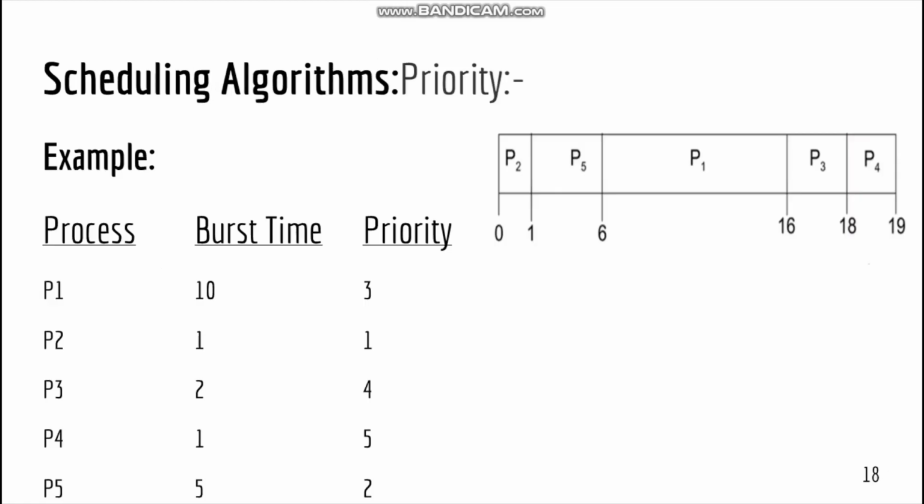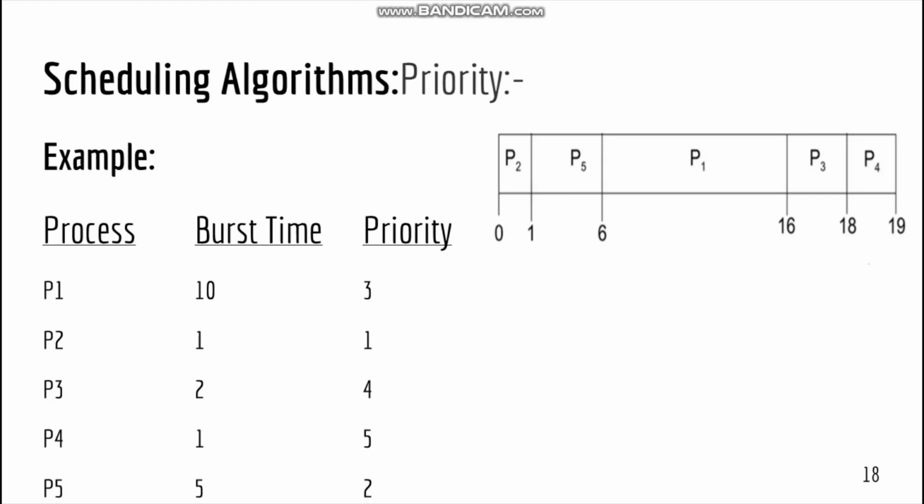Suppose that we have five processes P1, P2, P3, P4 and P5 that arrive into the system for their execution. The burst times of these processes are 10, 1, 2, 1 and 5 seconds respectively, and the priorities are 3, 1, 4, 5 and 2 respectively. As you can see in this slide, P2 is the process which has the highest priority. So according to this algorithm, the process which has the highest priority will be executed first. So P2 will be executed from 0 to 1 seconds according to its burst time.